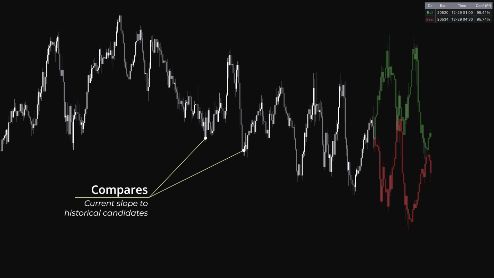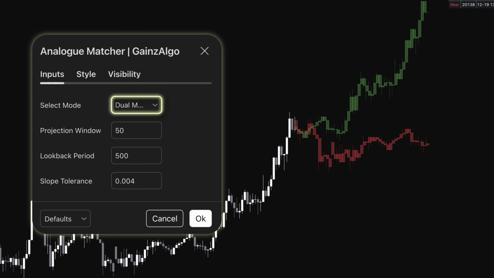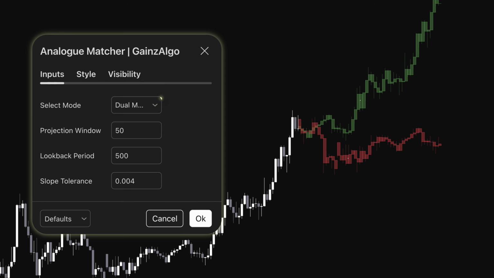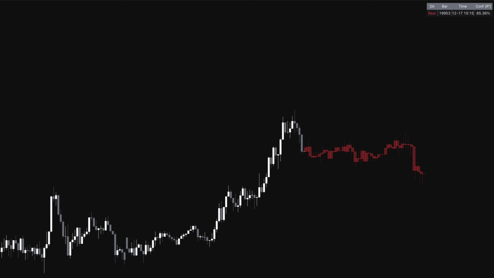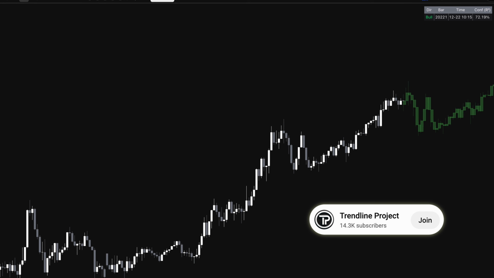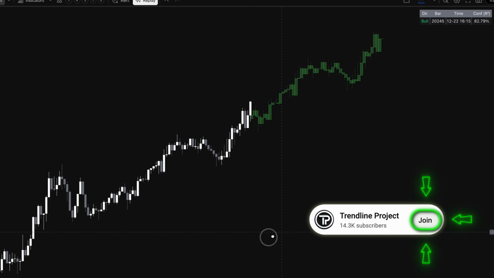It then compares the current regression slope against every candidate in that history and finds the closest match within a slope tolerance threshold. In dual mode, it separates those matches into the best bullish and bearish outcomes, drawing both projections simultaneously so you can see what the chart did in each case. In single mode, it returns only the single closest match regardless of direction. The projected path is scaled to the current price level and rendered as actual candlestick boxes and wicks, which gives an immediate visual read on what the analog period looked like structurally.